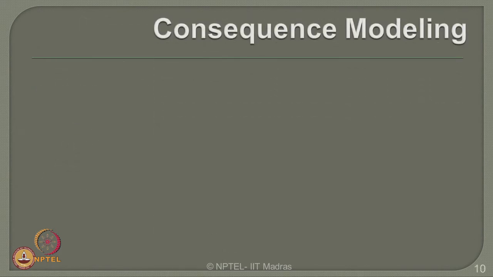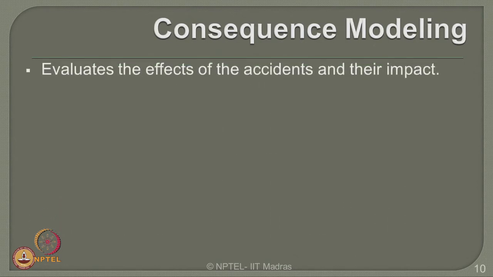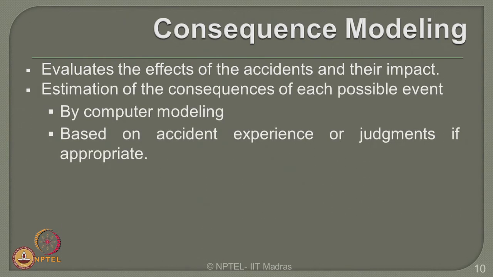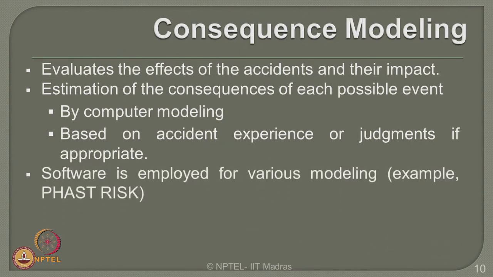When we talk about the second component of QRA, which is consequence modeling, it evaluates the effects of the accidents and their impact on the problem. Estimation of consequences of each possible event can be done by computer modeling, or it can also be based on accident experience or judgment if found appropriate for the applied problem. There is different software available in the open market which can be used for consequence modeling. One example is FAST Risk by DNV.